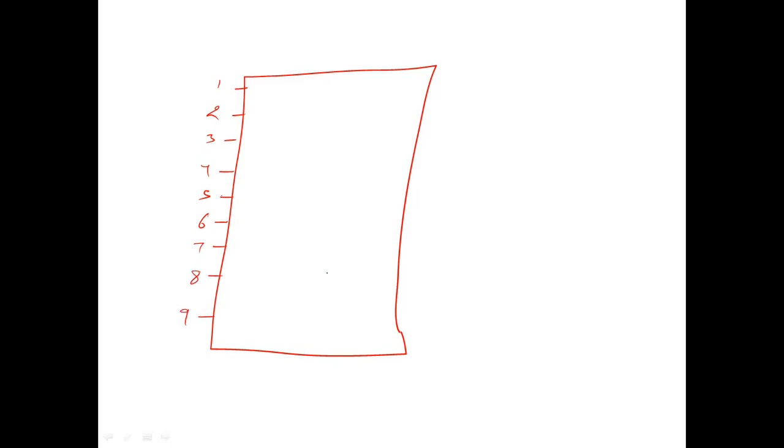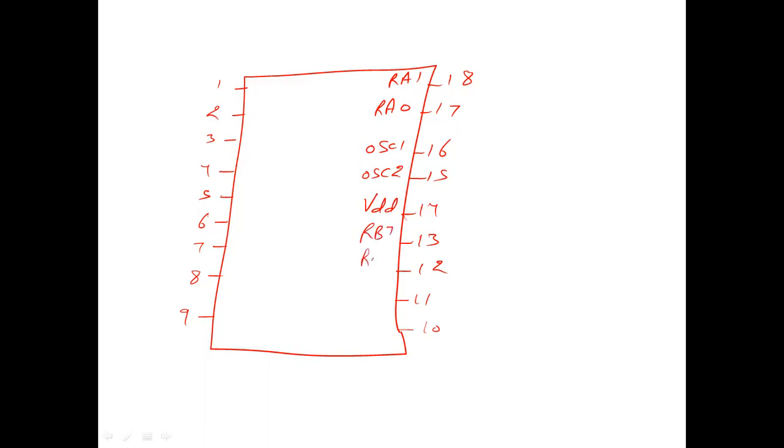So on the other side we have 10, 11. Here it is: RA1, RA0, OSC1, OSC oscillator 2, VDD, RB7, RB6, RB5, RB4.